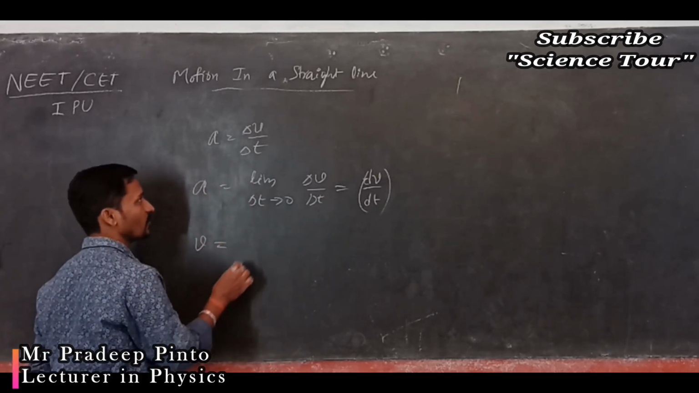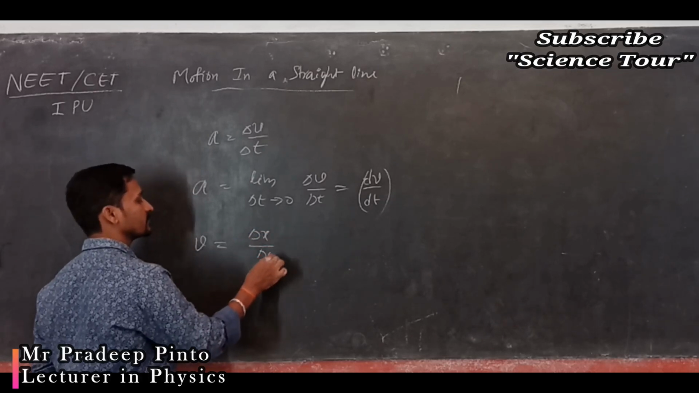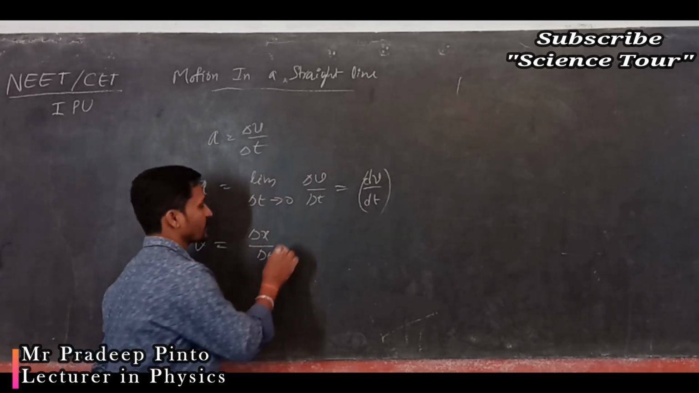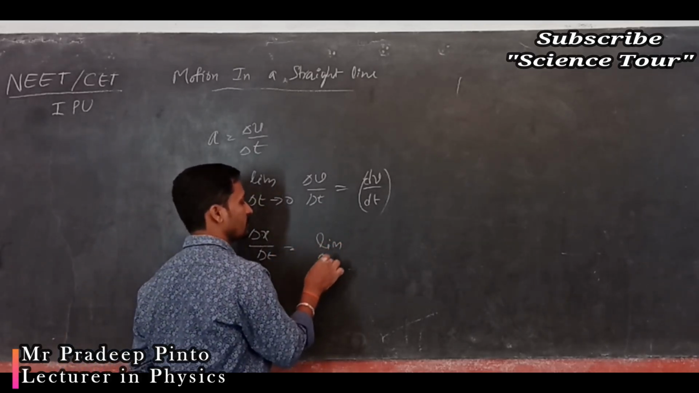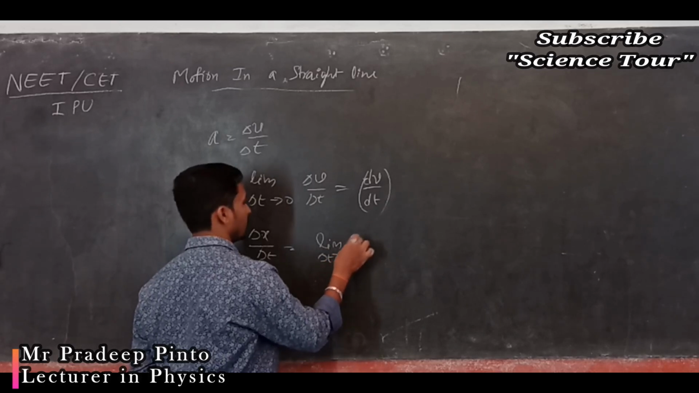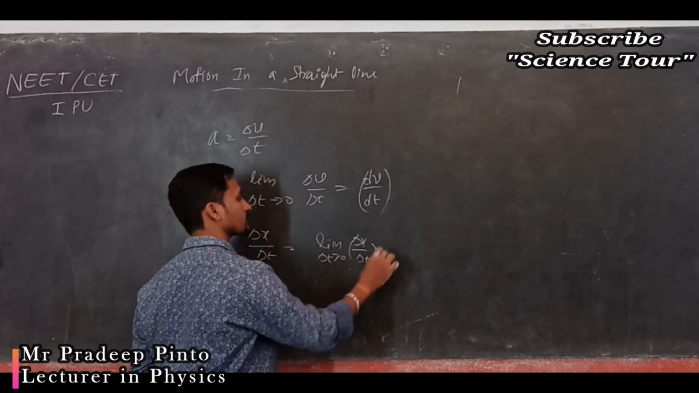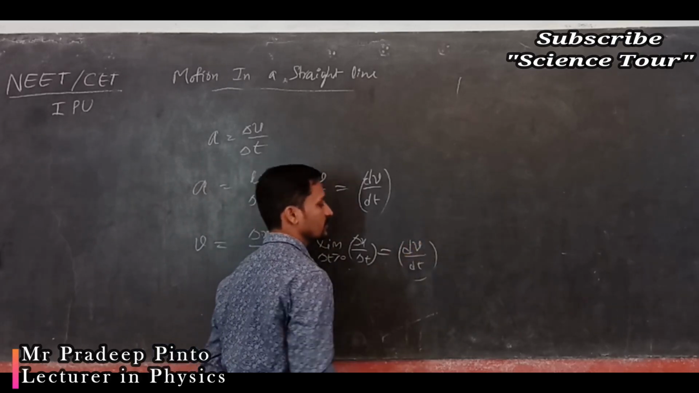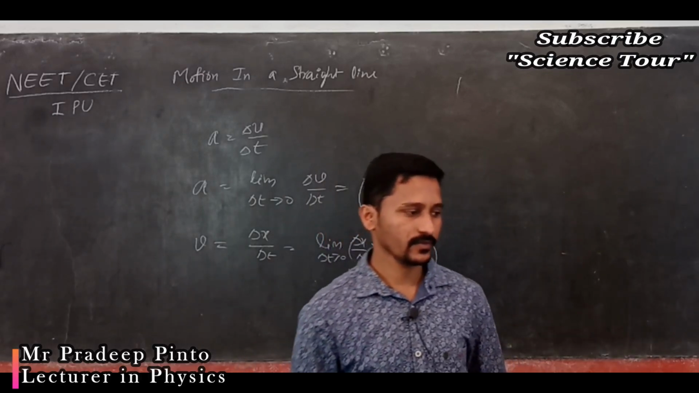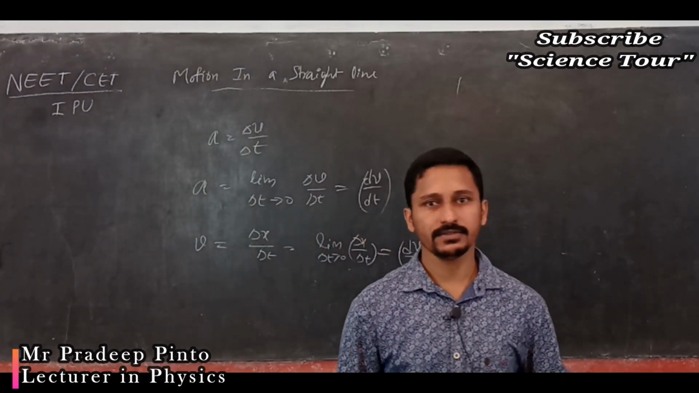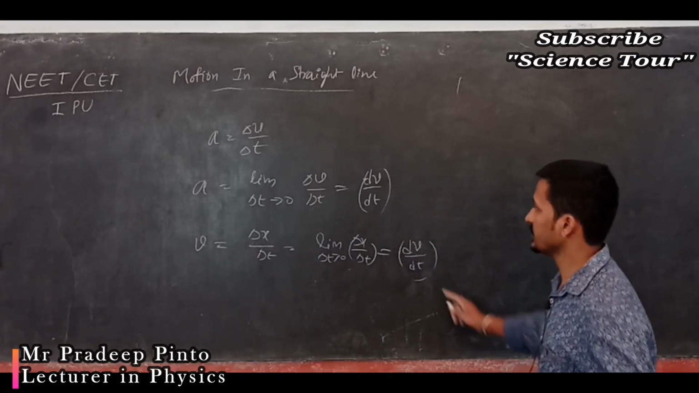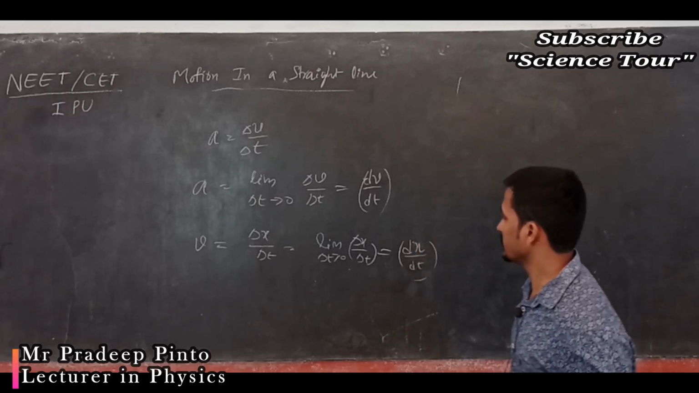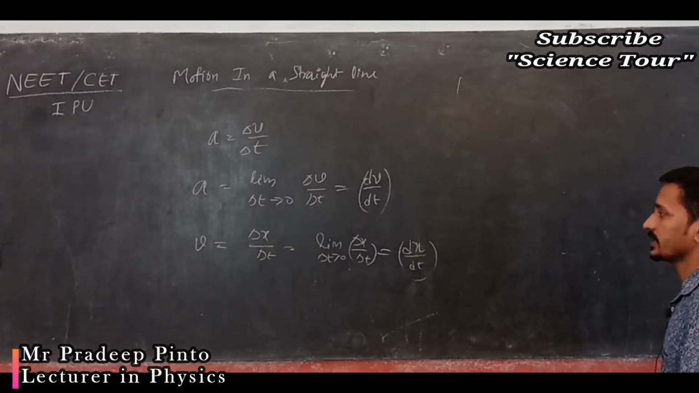So velocity is also delta x by delta t, the difference in displacement and difference in time. If you take the limit as delta t tends to 0 for delta x by delta t, it is equal to dx by dt. So what is dv by dt? dv by dt is nothing but the rate of change of velocity. Again it is differentiation. Okay, here it is dv, and velocity v is equal to dx by dt.